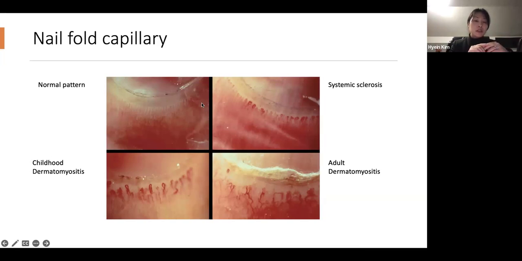The hallmark of the disease is a skin rash, but they also have inflammation of the muscle. So they have inflammation of muscle leading to significant muscle loss and muscle weakness. So that's dermatomyositis.